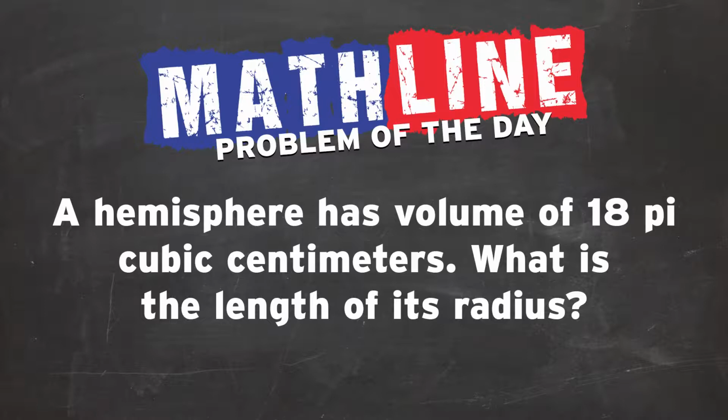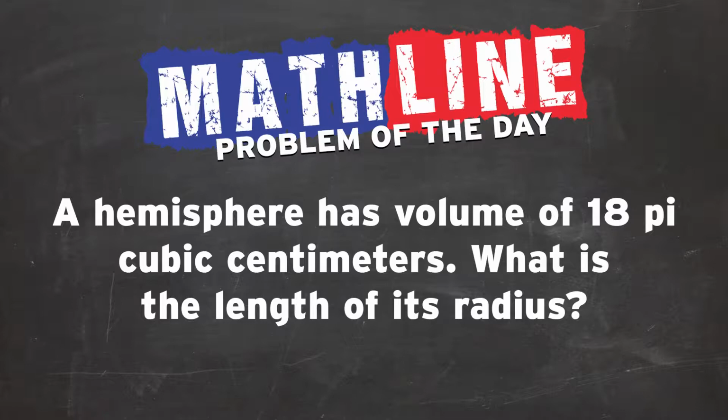A hemisphere has volume of 18 pi cubic centimeters. That's a half a sphere, by the way, a hemisphere. What is the length of its radius? So we've got 18 pi cubic centimeters. That's because it's volume, got to be in the cubics. And the length of the radius we're going to look for. So let's take a look at this one.